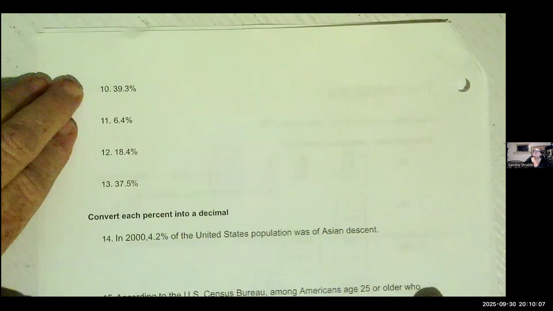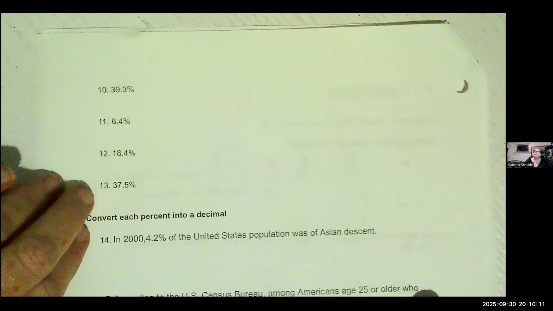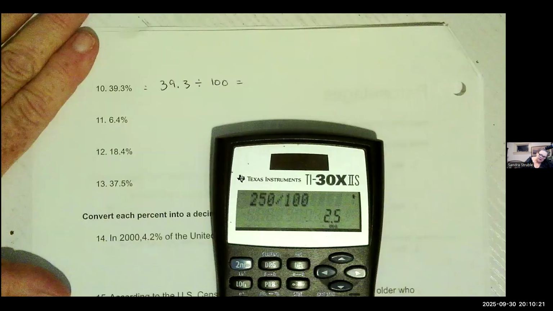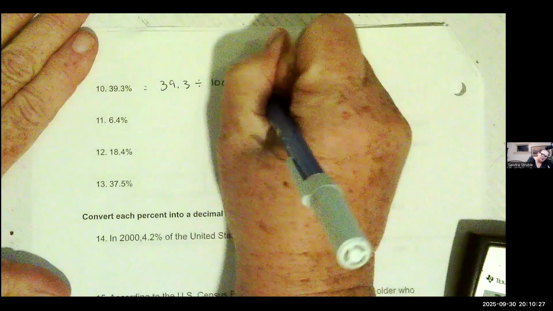The next one is 39.3%, 6.4%, 18.4%, and 37.5%. Attempt these and come back and see how you did. So this is going to be 39.3 in your calculator divided by 100 equals, and that's 0.393.